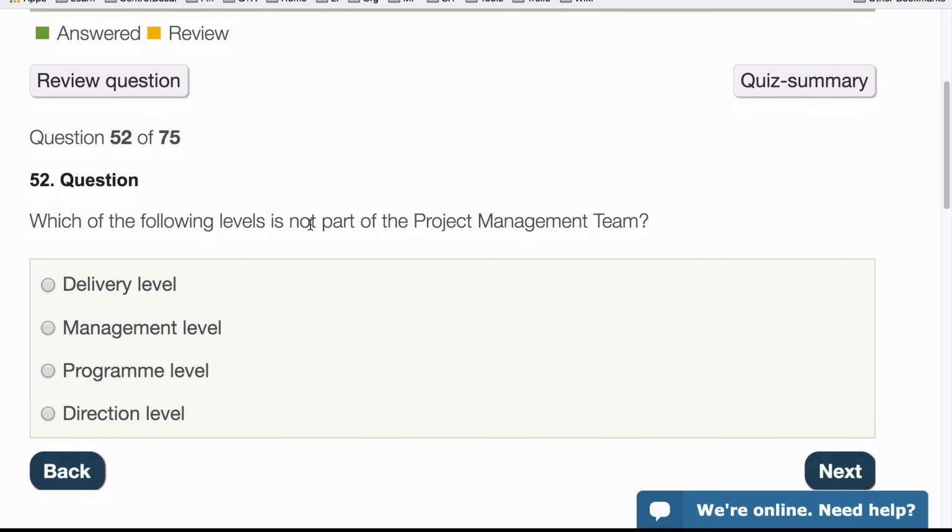Which of the following levels is not part of the project management team? So what's in the project management team? The delivery level, that's where the team manager sits, that's good. The management level, well, that's the project manager themselves. The program level, that's outside the project, and the direction level is where the project board sit. So it's the program level.